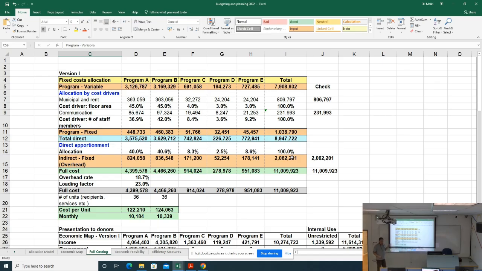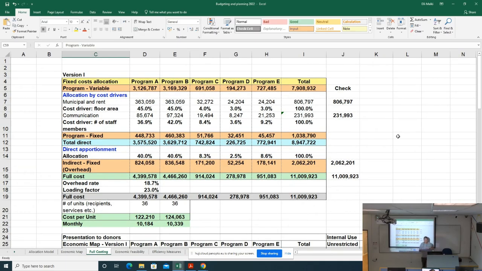So this is an example which is, I would say, these are real numbers, but I used real numbers to create some kind of simplified example, okay? And the example is based on the same organization that we began with, which is the organization that deals with rehabilitation of addictions. And I want to show you how we use the two layers to reach eventually full cost of the program. So the first layer is the program variable.